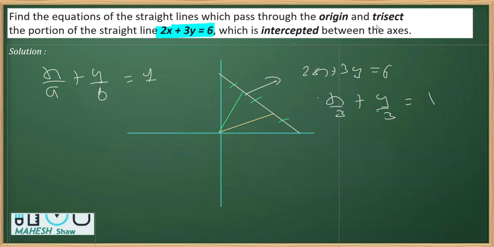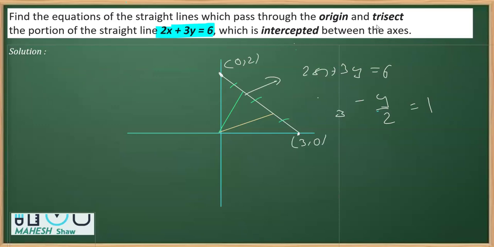So from here I can say a is 3 and b is 2 in this case. So the coordinate of this point has to be 3, 0, and the coordinate of this point will be 0, 2. So once we have obtained these things, what we have to do now is to find the equation of this green and the yellow line. Now let's say I took this point as A, this point as B, this point as P, and this as Q.